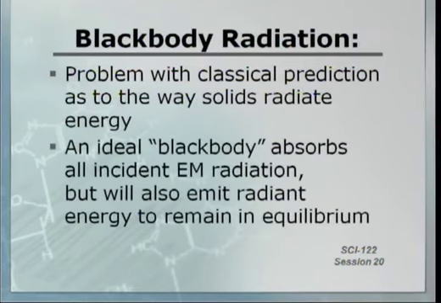Well, an ideal black body absorbs all incident electromagnetic radiation, but it will also emit radiant energy to remain in equilibrium. So if you have an object that is black, for example, when you shine light on it or any kind of energy, electromagnetic energy that falls on it, it will absorb it. But at the same time, it has to give energy back off in the form of radiation to maintain equilibrium, to stay at a given temperature. So the question is, how does it give off this radiation?